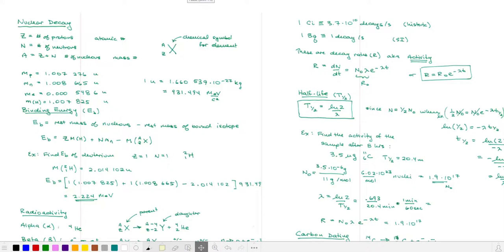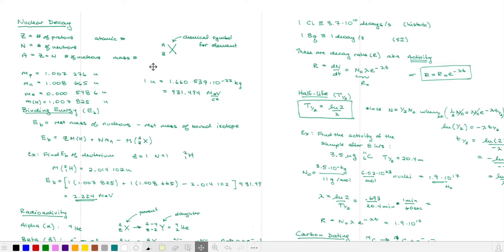Hello, this is Wednesday's lecture for week 14. We're talking about chapter 30 and focusing on nuclear decay processes. Some notation that we're going to use: Z is the number of protons, N is the number of neutrons, and A is the sum of the two.